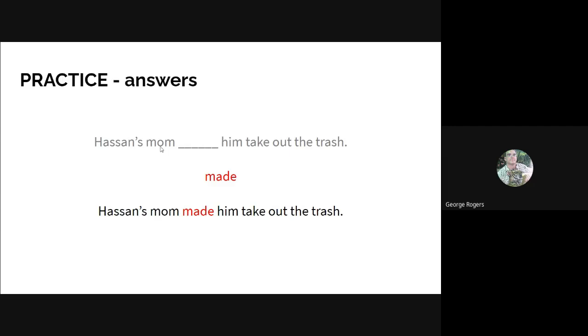Hassan's mom made him take out the trash. So they put it in the past. I don't really see another one, but nothing wrong here. Hassan's mom made him take out the trash. If you made this present, meaning that she does it over and over, Hassan's mom makes, has to be an S, him take out the trash. So the "made" puts it in the past.